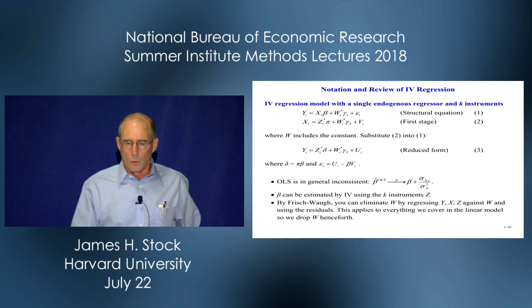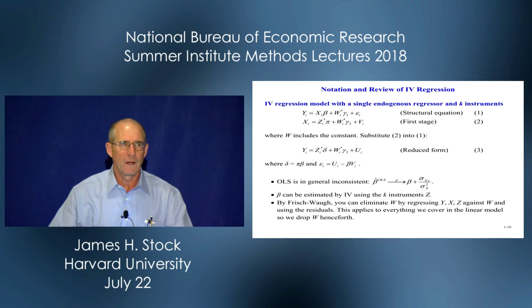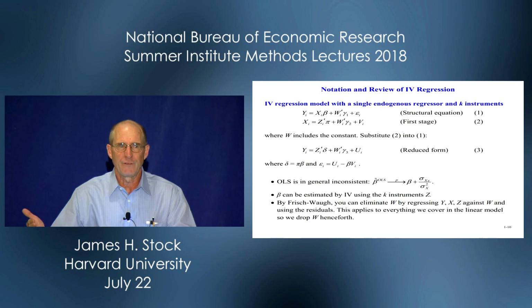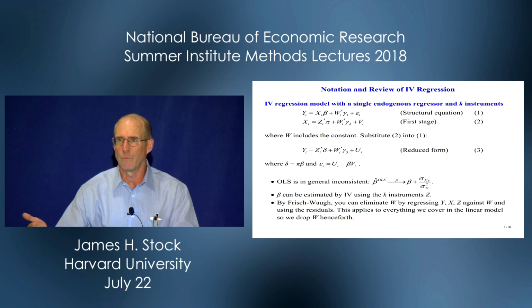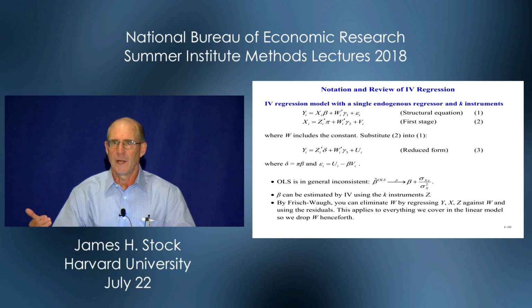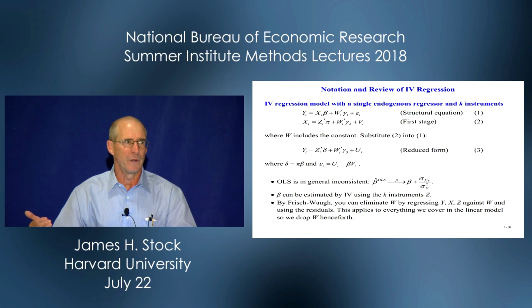Okay, so what I'm going to do is march through the algebra. Remember, the main point of this is to explain in a very specific and concrete way why this Montiel Olea-Pflueger statistic, the effective F statistic, is the right one to use, and why in general the non-robust and robust ones are not the right ones to use.